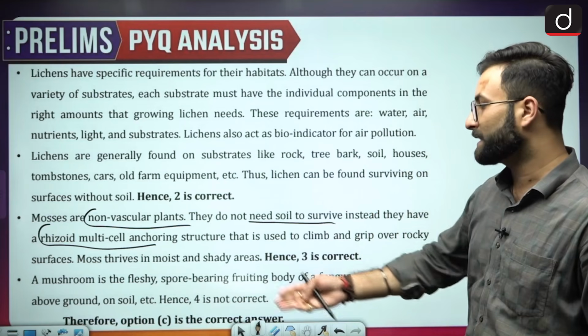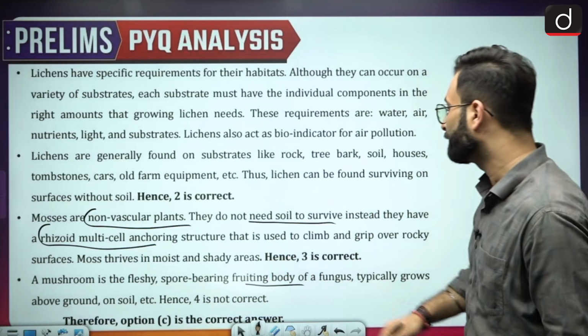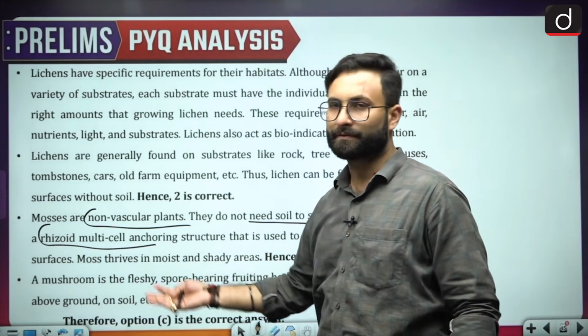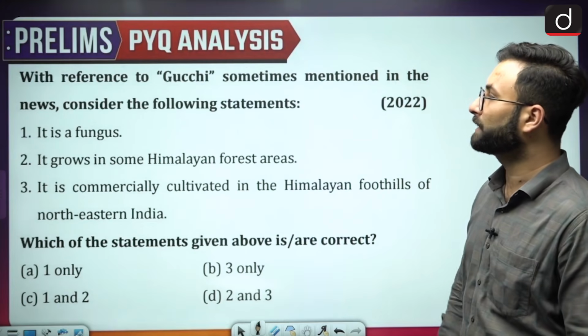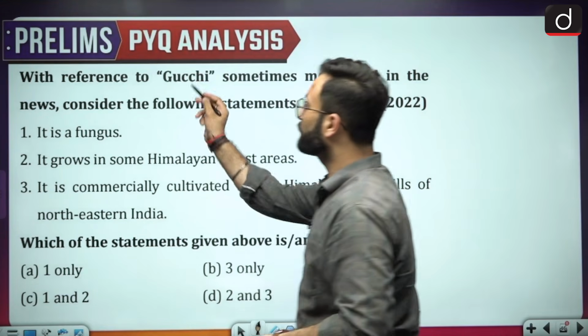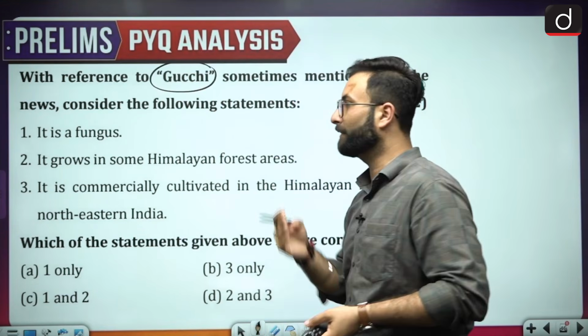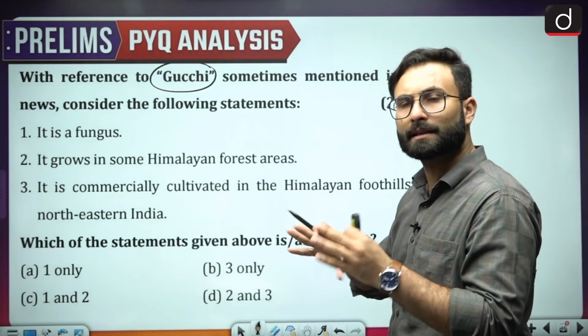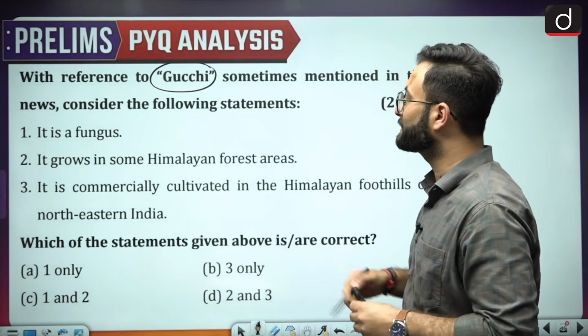A mushroom is a fleshy spore-bearing fruiting body of a fungus, typically growing above the ground on the soil, which we have already seen. Now let's move further to the next one. With reference to the gushi or guchi, whatever the pronunciation of this particular word, because that is found in the areas of Himachal and all, so there can be a local accent in the pronunciation.